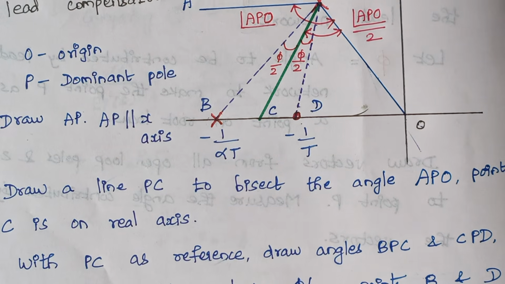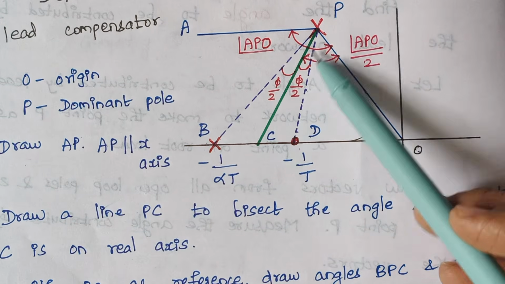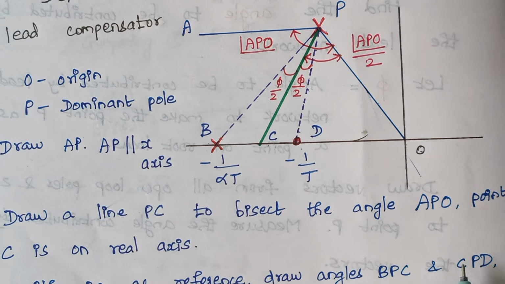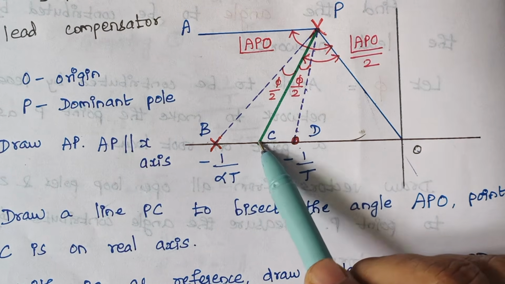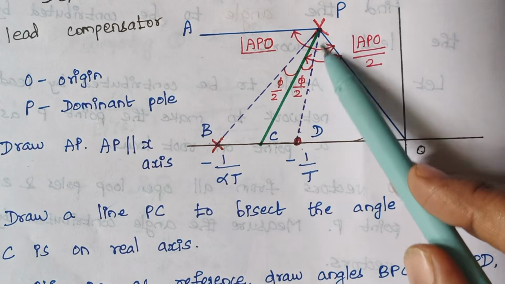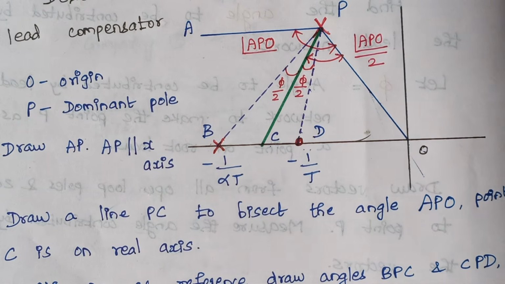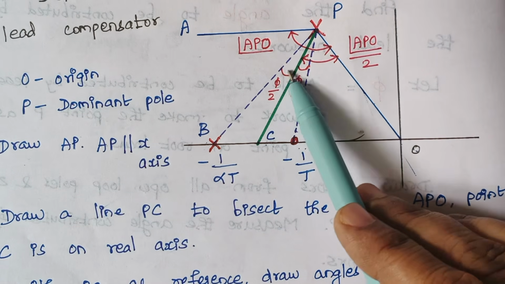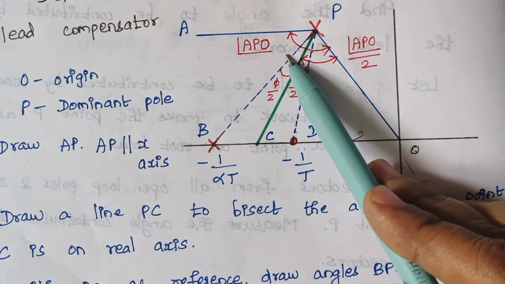Then the next thing is, with PC as reference, draw angles BPC and CPD. That is, with this point as reference, we are going to make two more angles: one is BPC, this angle, and another one is CPD, so that each angle is equal to pi by 2. Again, you see both the angles are the same. We are drawing line PC such that this angle gets evenly divided.